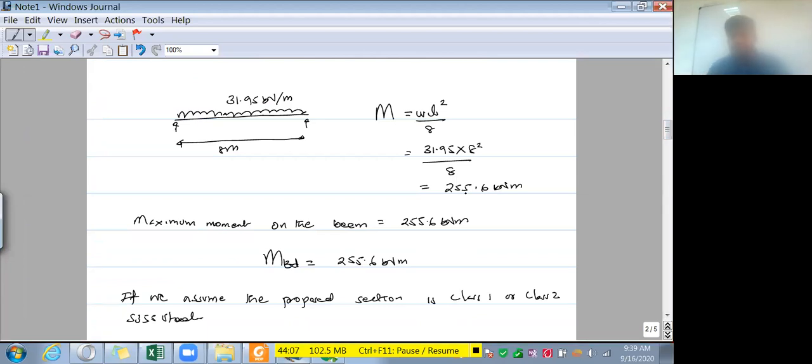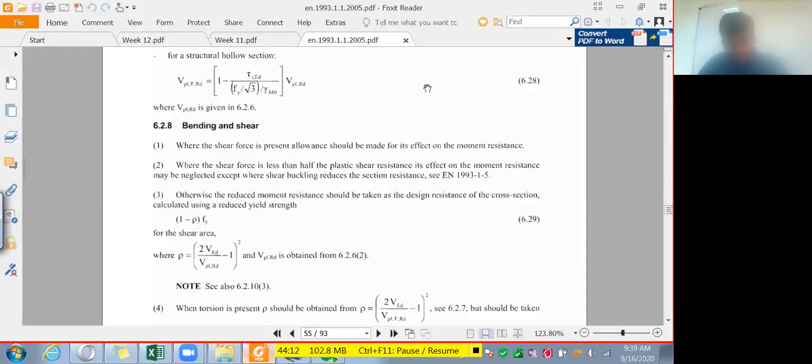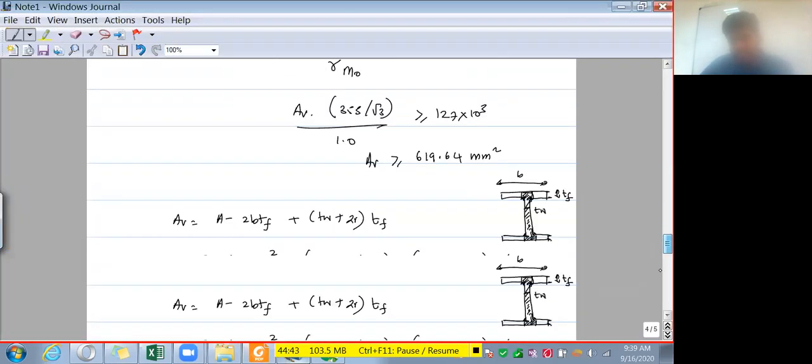So that's a bit of a danger, because if this clause is not satisfied, our moment capacity will be reduced by this ratio. So in that case, what we need to do is see whether this section is capable to carry the moment. So let's check the clause for plastic shear resistance. Let's find the plastic shear resistance.